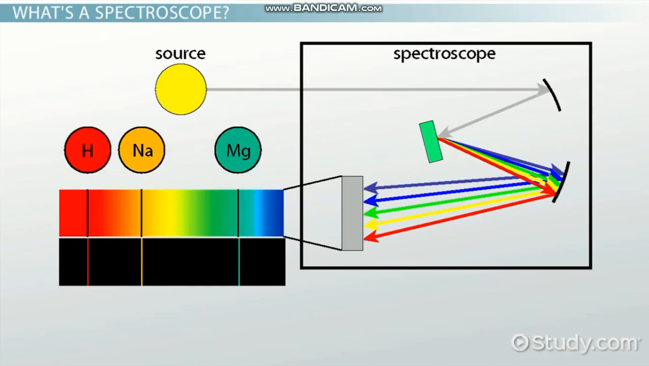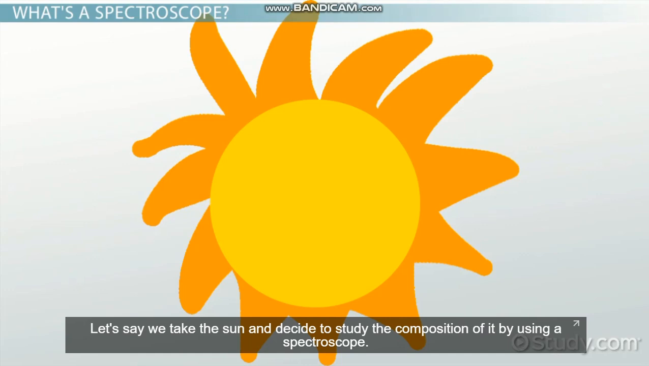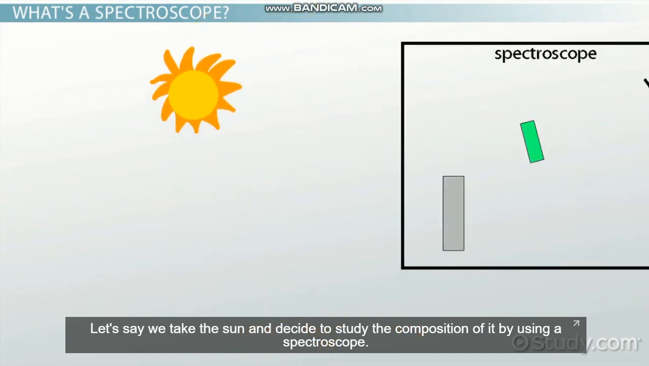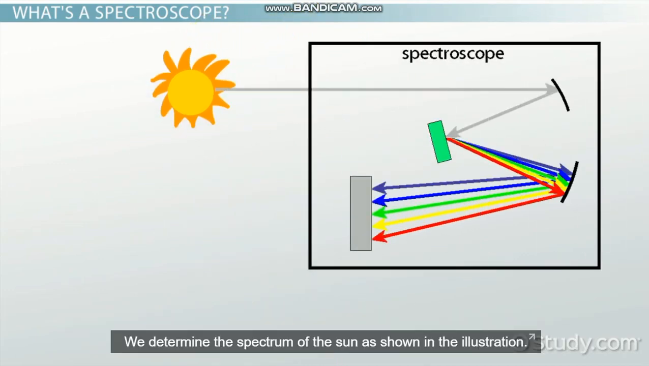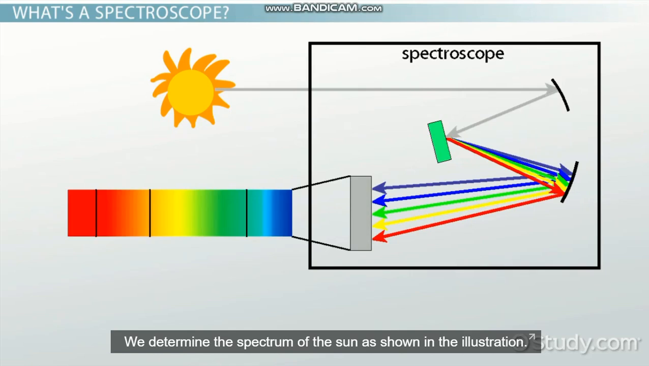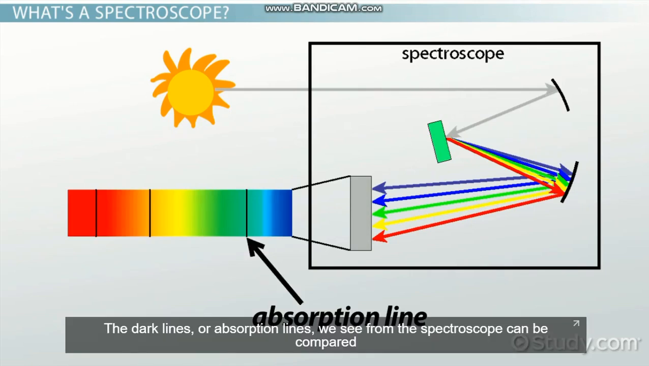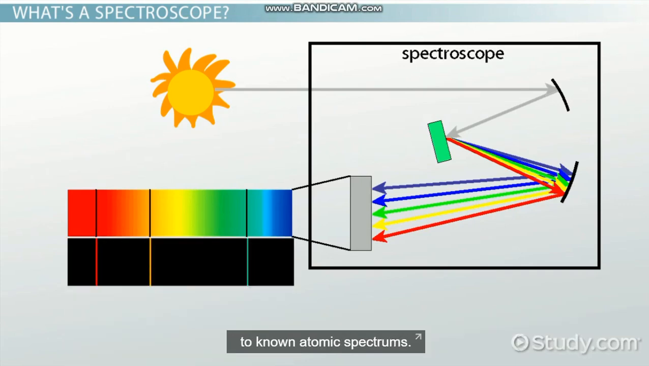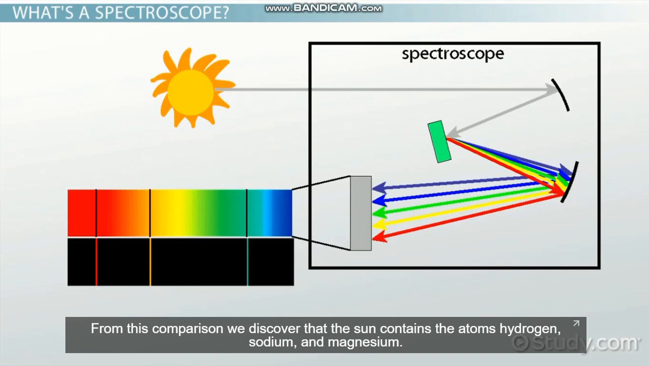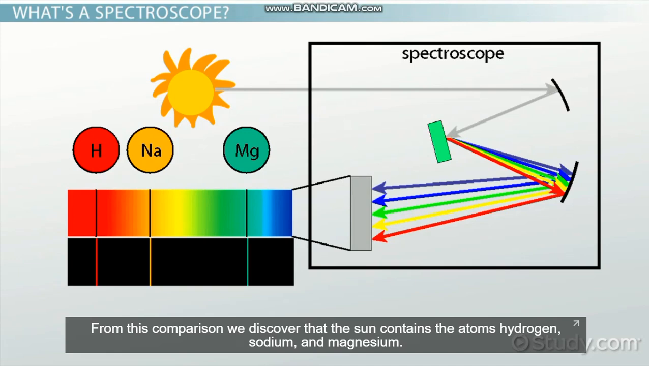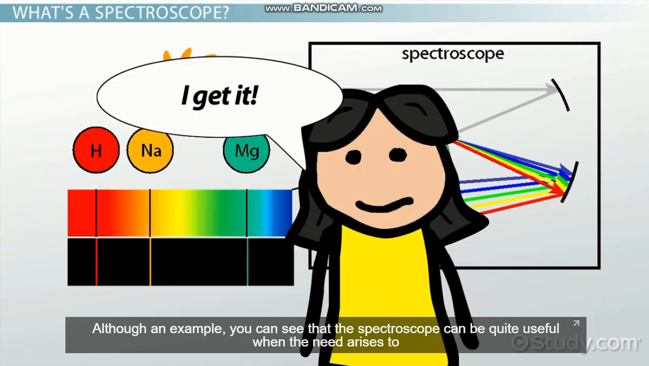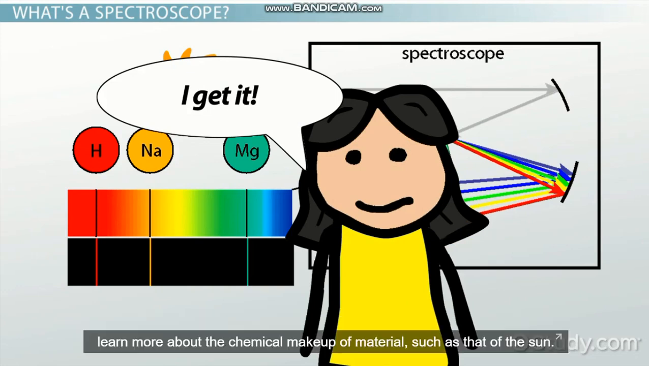Let's say we take the sun and decide to study the composition of it by using a spectroscope. We determine the spectrum of the sun as shown in the illustration. The dark lines or absorption lines we see from the spectroscope can be compared to known atomic spectrums. From this comparison, we discover that the sun contains the atoms hydrogen, sodium, and magnesium. Although an example, you can see that the spectroscope can be quite useful when the need arises to learn more about the chemical makeup of material, such as that of the sun.